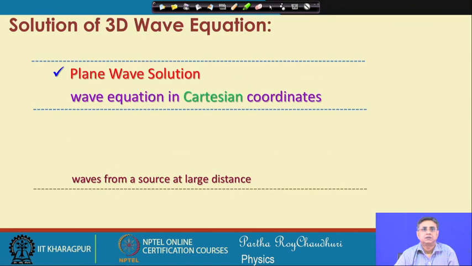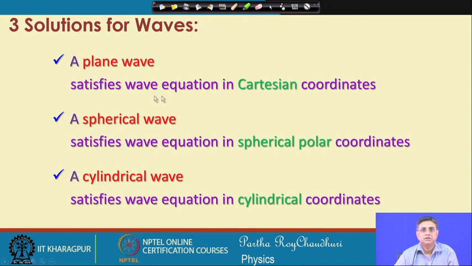This equation, when we solve it in the Cartesian coordinate system, we will find that it gives a solution which is a plane wave, and when we solve this equation in the spherical polar coordinates, then the resulting wave will be a spherical wave. In the same way, if we solve it for the cylindrical coordinate system, the waves will be cylindrical waves. These are very basic and very fundamental, and it is important to know the behavior of the waves.